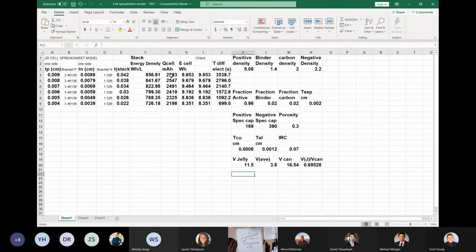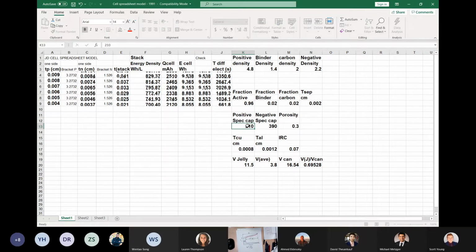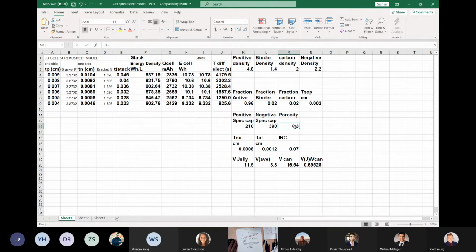Well, you change over to NCA or NMC 811. So the positive density goes to about 4.8. That's not in our favor, but it is what it is. And the active fraction and so on all remain about the same, but now the specific capacity goes to about 210. And the porosity drops to about 0.2. And now we're up at 3,200.